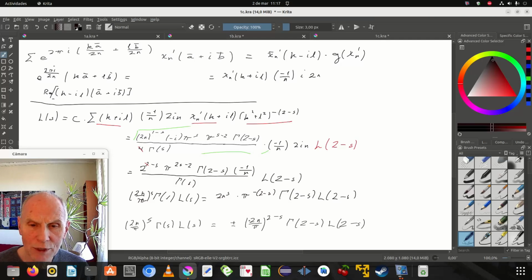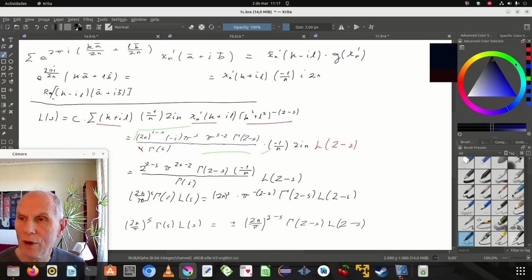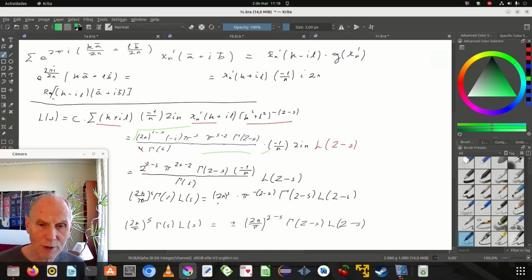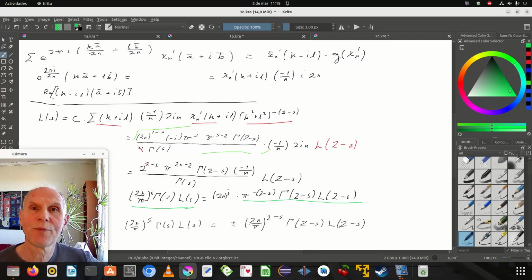So how close are we? I'll put the green under what is correct. Pi 2 minus s. All of this is correct when this is all right. So it's just the factor n I'm off. So that's pretty good. I'll take a break. Then I'll have lunch. Then I'll look at it. And that should be easy to find.